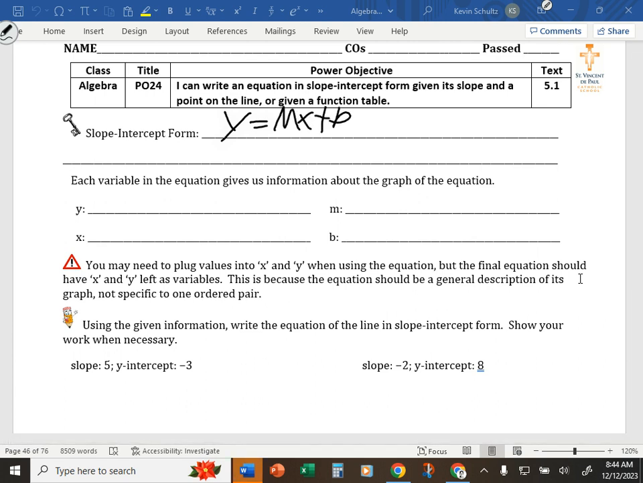All right. Each variable in the equation gives us information. So the different variables, the y is, I don't know. We'll come back to that one.